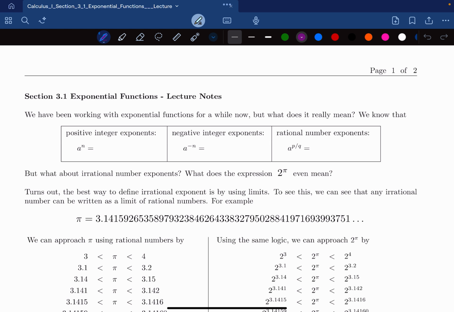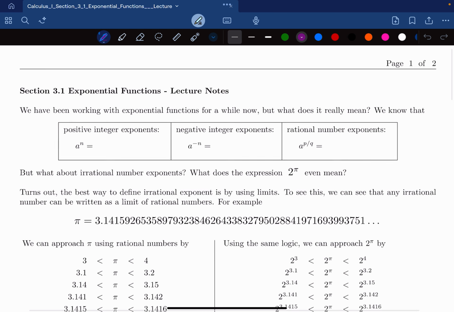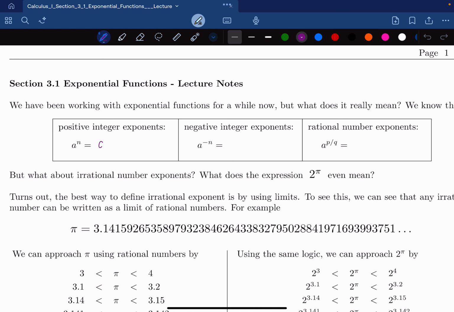So if n is a positive number, then we can talk about any sort of a to the nth power, and this is just how many a's multiply with itself. So this is just a times a times a and so on, and altogether there's n many a's, right? n times.